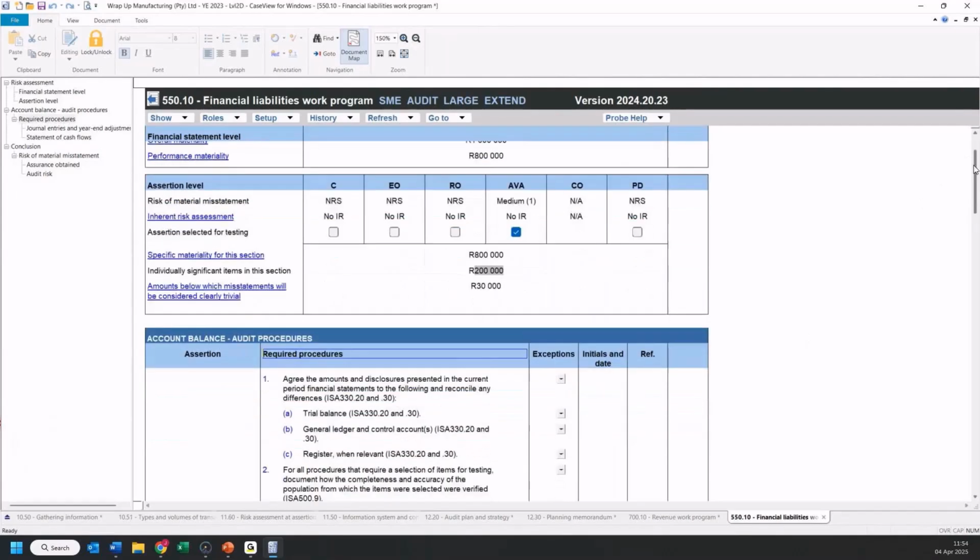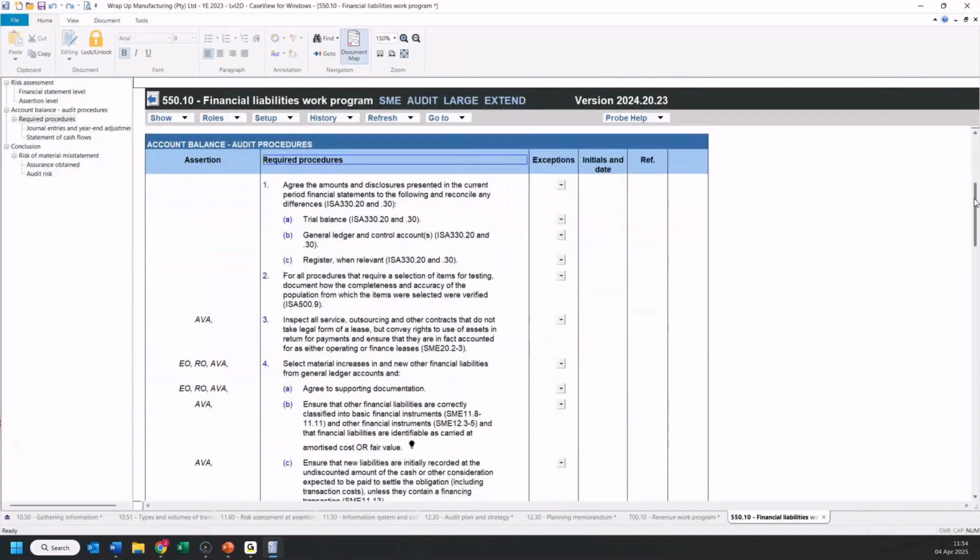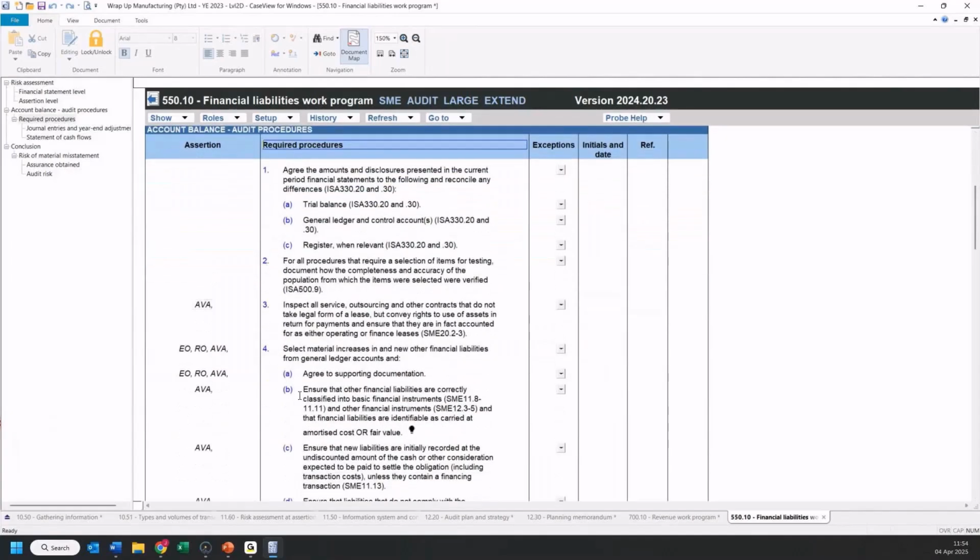Now, please, this is where you need to go and look carefully and consider whether all of these ABA procedures are relevant or whether one or two of them could be appropriate to address the risk. Material increases may be sensible, perhaps. Inspect all the services, outsourcing, etc. These top ones, of course, are required by the standards, and so you'll always include them.